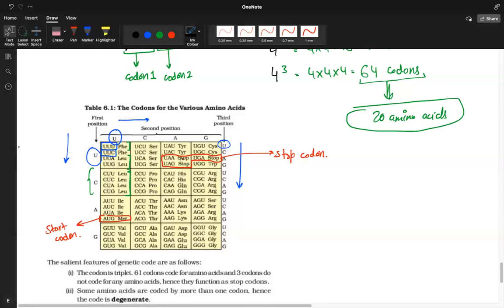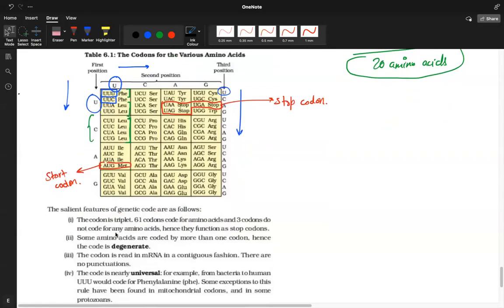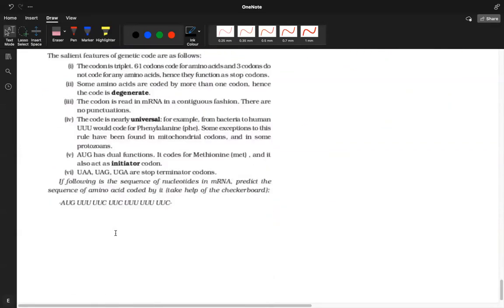Okay, so this arrangement where 64 codons are there, out of which only 61 codons code for amino acids, and 3 codons do not code for any amino acid and are called stop codons. This is called the codon table. Okay, and these are the salient features which we will quickly go through.